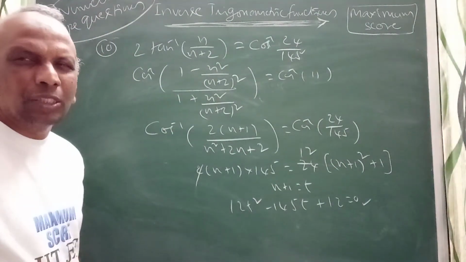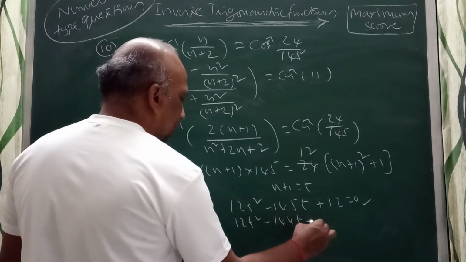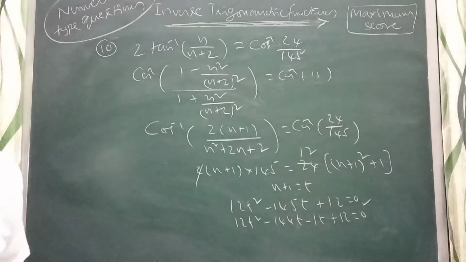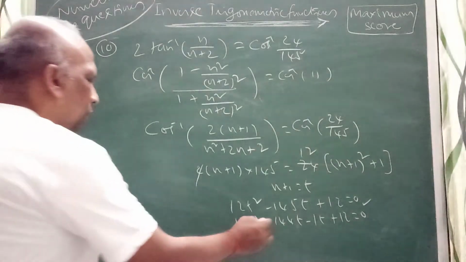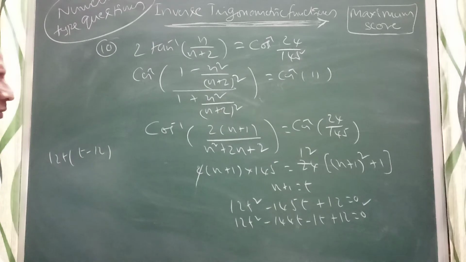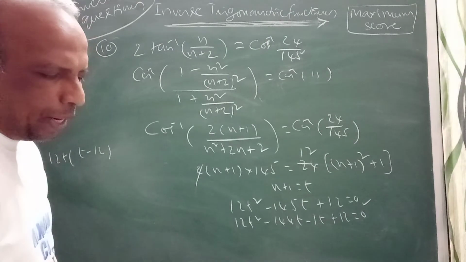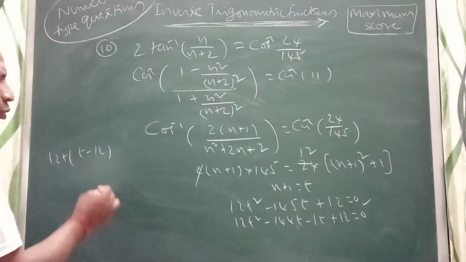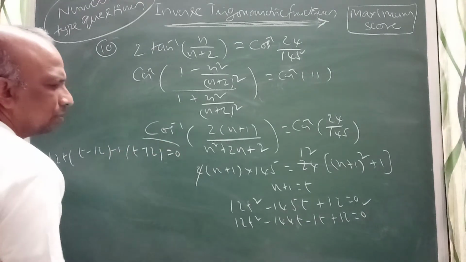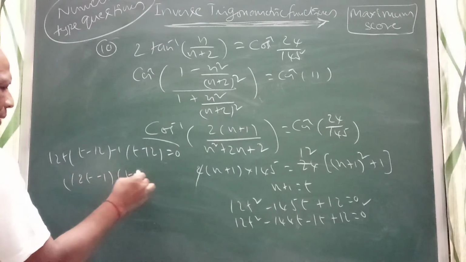If you find the factors of this, the possible factors, I can write 12t² − 144t − 1t + 12 = 0. Find the factors of this. You can take 12t common, then (t − 12). We are getting the factors here. I got the factors of this: (t − 12), then −1 I can take common, (t − 12). Correct. You will get (12t − 1)(t − 12).